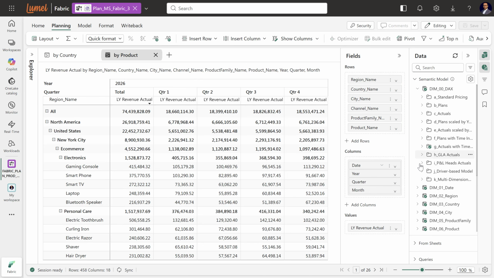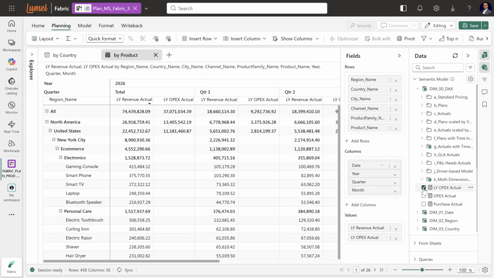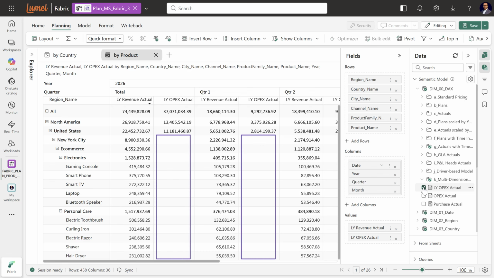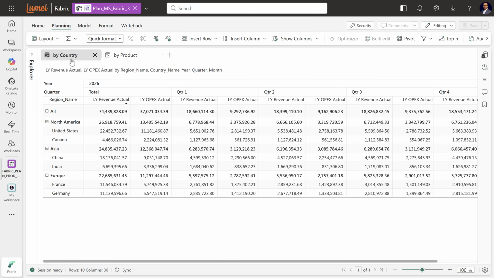Hence, if we try to bring the last year's actual operating expense measure in the Product app, we notice blank cells for the uncommon dimensions. Let me show you how to handle this use case of multi-dimensional planning and allocation.